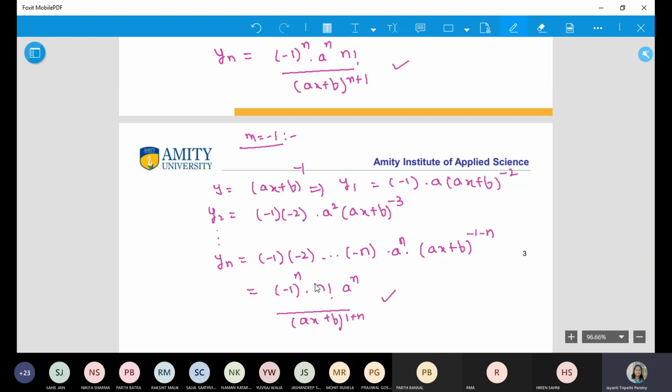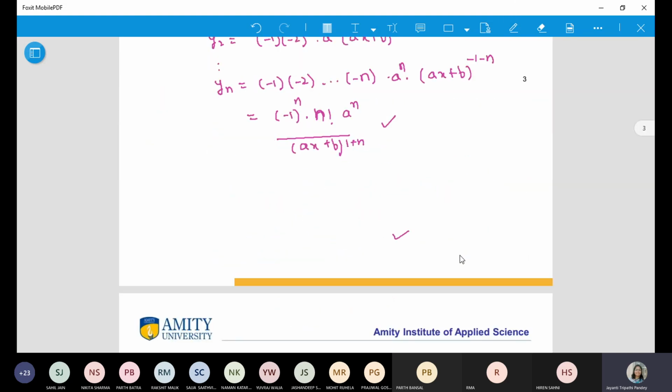All right. Yes or no? Yes, ma'am. Understood how to go about it? The meaning of doing all this exercise is just to make you understand that if you remember the formula, fine. If you don't remember the formula, you can go using first principle. That means how we got it from the basic (ax plus b) to the power m. But if you remember the formula, it saves your time. That's all.